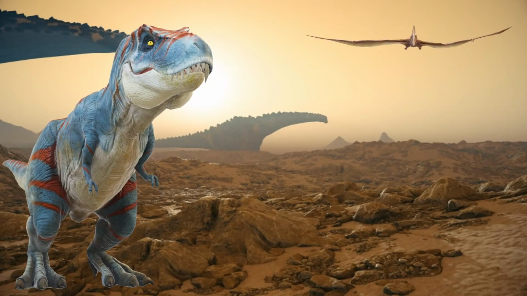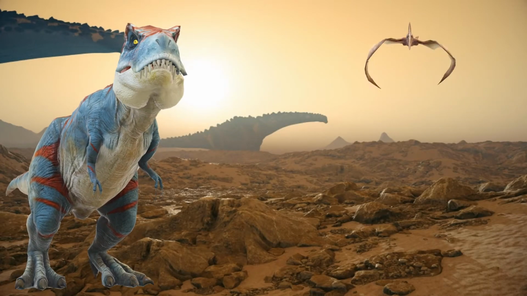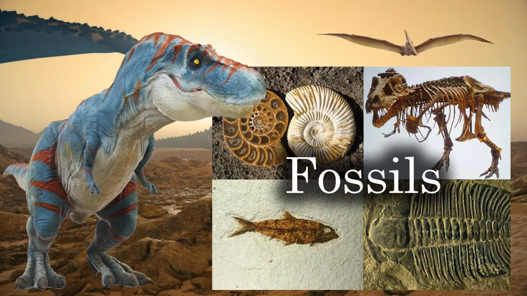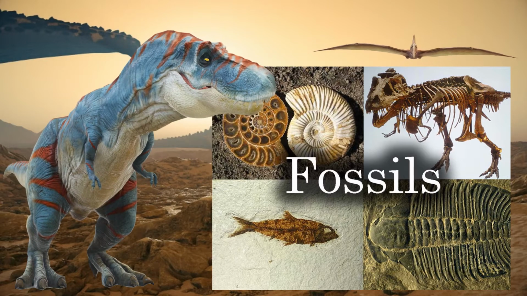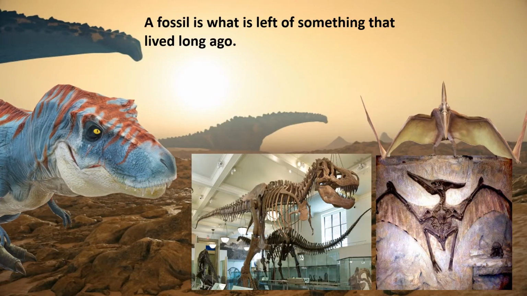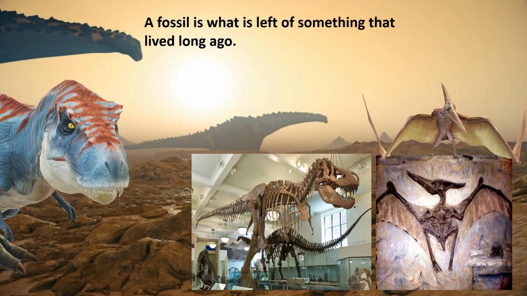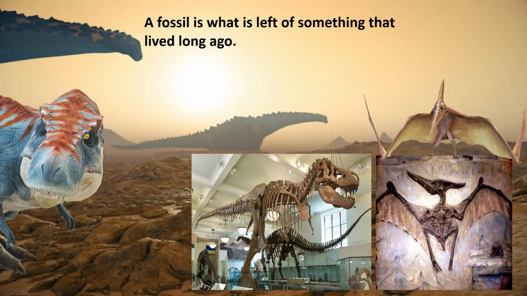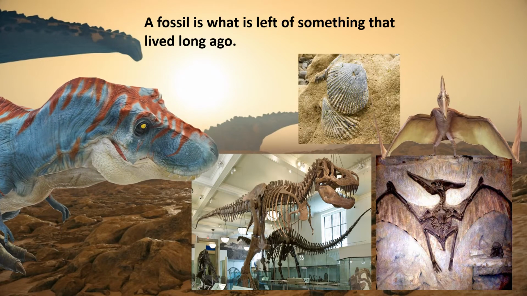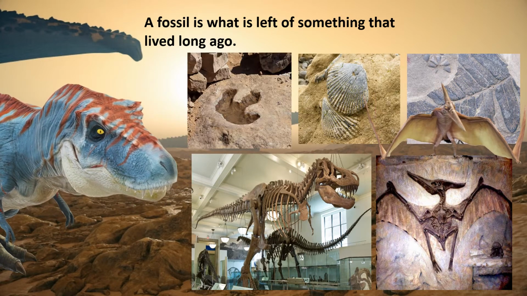Dinosaurs became extinct about 65 million years ago. We knew about dinosaurs because of their fossils. A fossil is what is left of something that lived long ago. Here is a T-Rex fossil and a pterodactyl fossil. Bones, skin, shells, leaves, and footprints can become fossils.